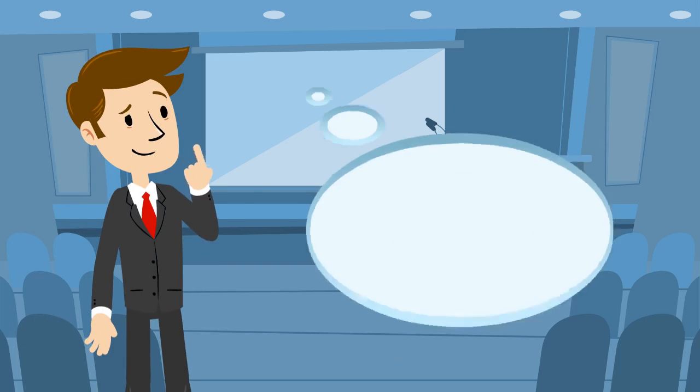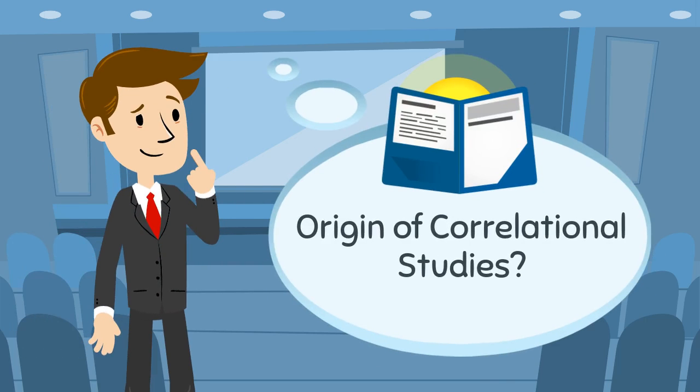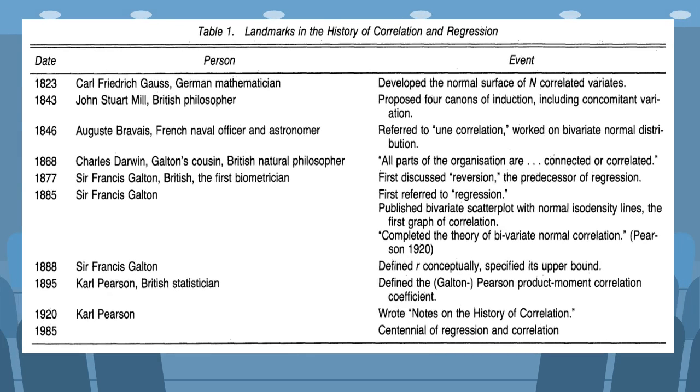Whoa, this is all amazing, but where did the idea of correlation even come from? According to a 1988 study by Rogers and Niswander, the origin of correlation statistics can be dated back to the year 1823. The most prominent leaders in correlation statistics are Galton and Pearson. Pearson is most known for the Pearson product moment correlation.